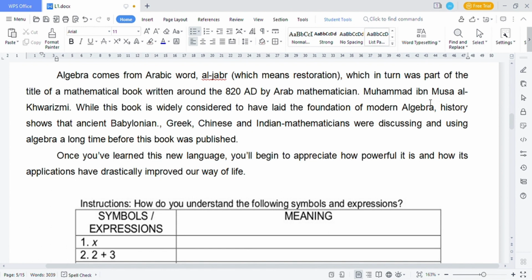Muhammad, how do you read this? So that is Ibn Musa Al-Khwarizmi. So we just have to research the name and how it is pronounced later.